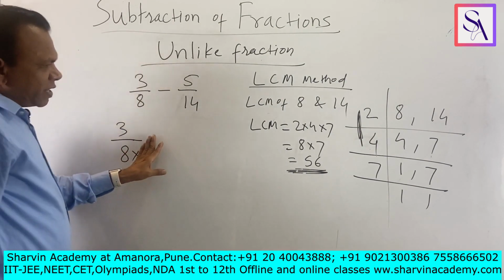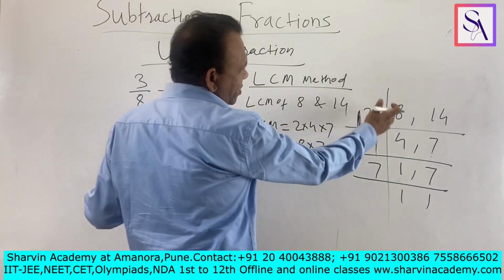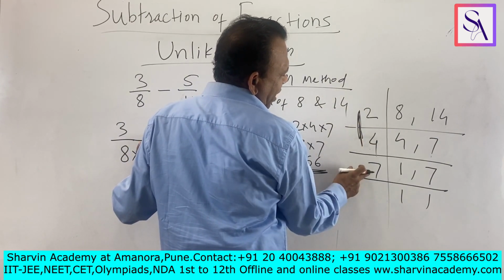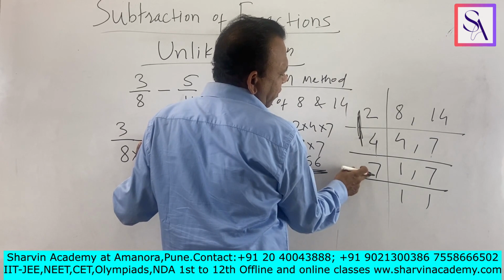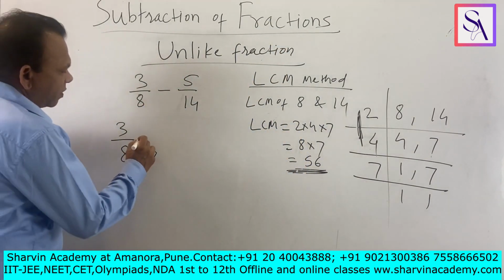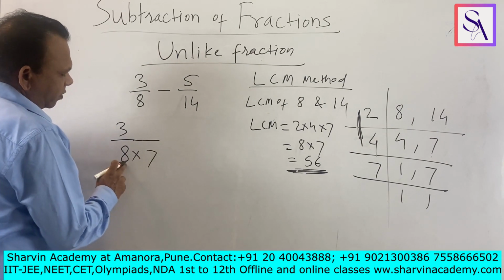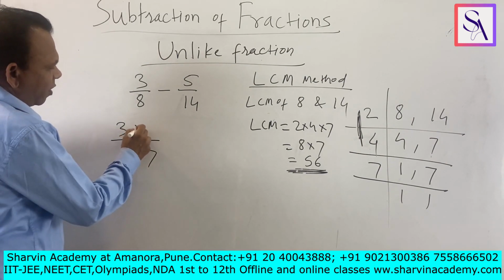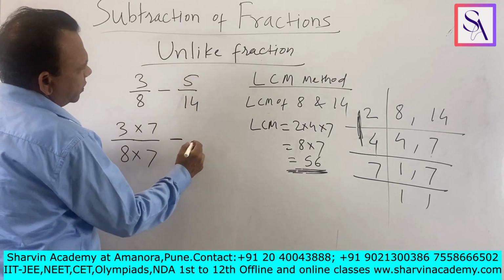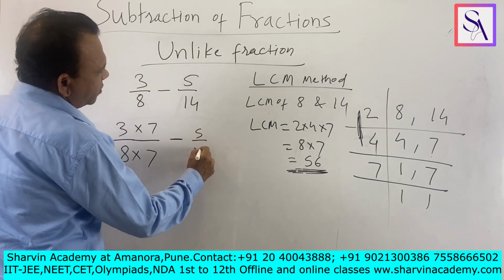If I don't know this 7, I can take help of LCM as well. So 2 into 4 is 8, so the balance is 7. 8 7s are 56, right? So I got the number 7. I am multiplying this 7 to the denominator, and the same 7 I have to multiply to the numerator as well. Then minus 5 by 14 as it is.